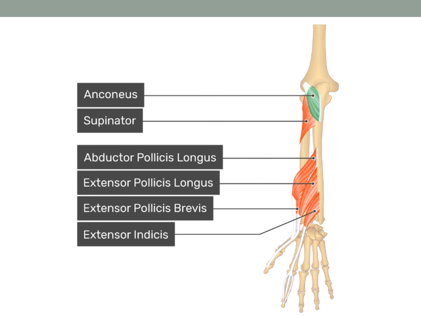The extensor pollicis longus, which is down two muscles, deals with extension, and it also deals with adduction and lateral rotation. The origin is the posterior surface of the ulna and the interosseous membrane, and the insertion is the distal phalanx. The extensor pollicis brevis also deals with extension, and the origin is the shaft of the radius and interosseous membrane, and the insertion is the proximal phalanx.